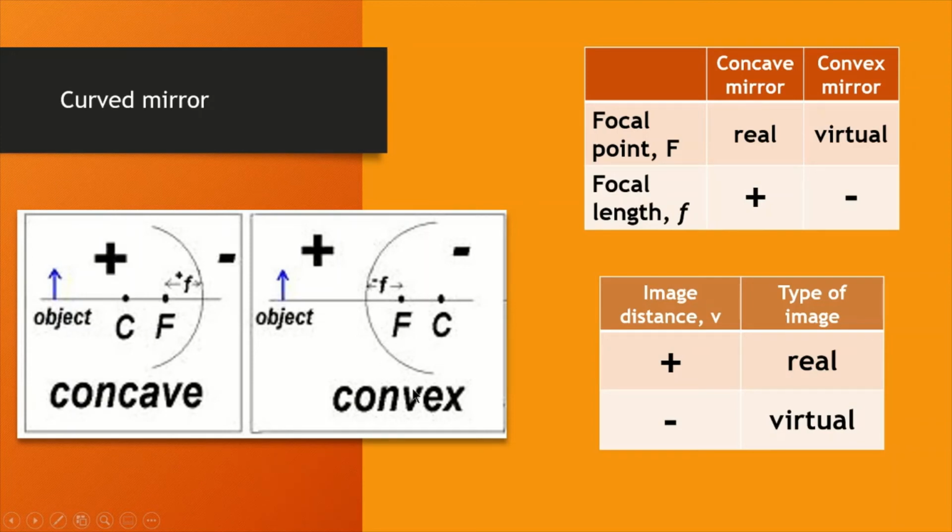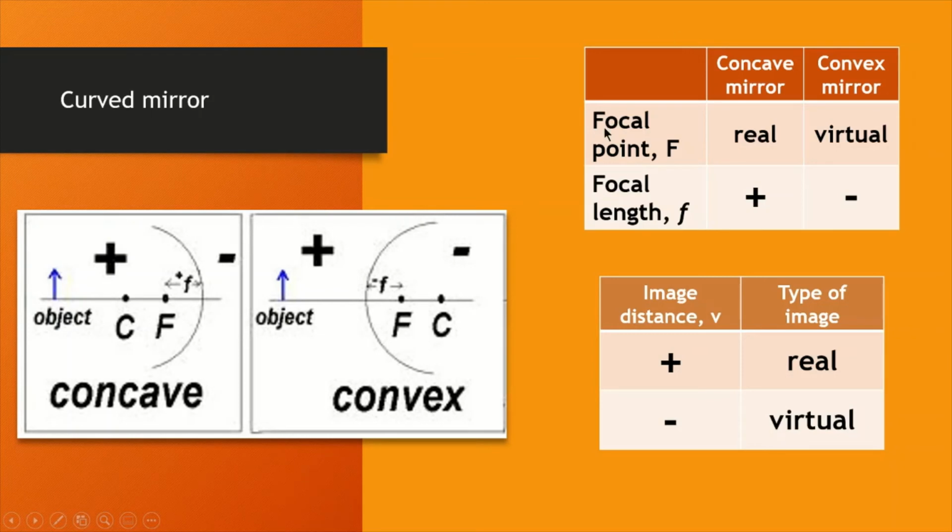As compared to the convex mirror, the focal point and the center of curvature are inside the mirror. This is the reflecting side. So these two points are inside the mirror. So this type of focal point is given the sign negative because they are virtual. We do not actually see this point. This point is where all the parallel light appears to be reflected from. So this is a negative or virtual focal point for the convex mirror.